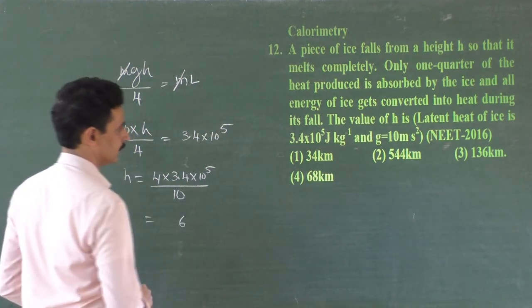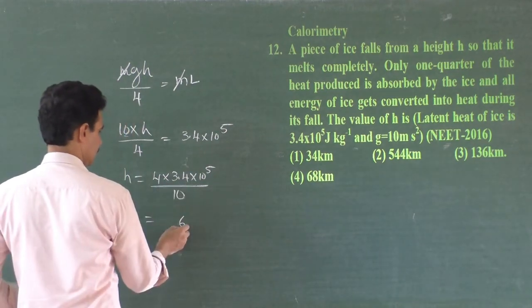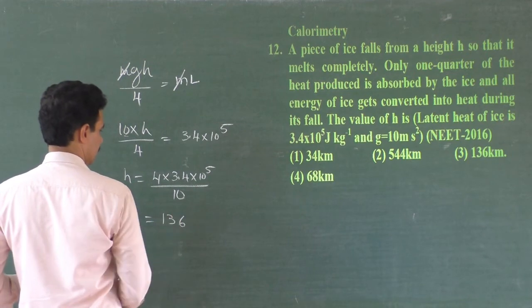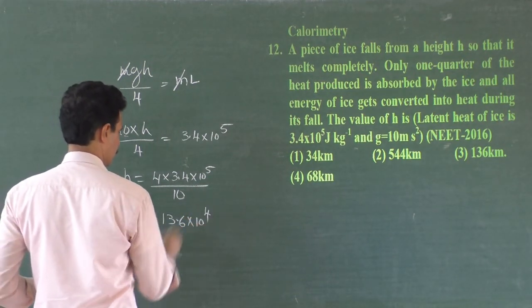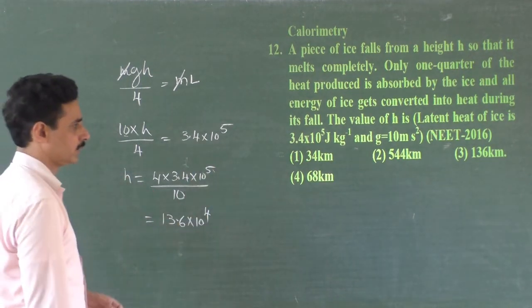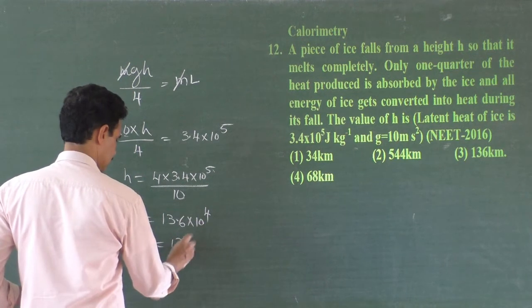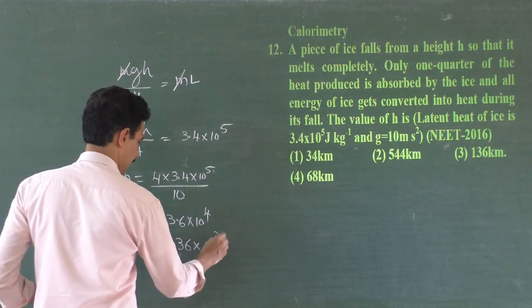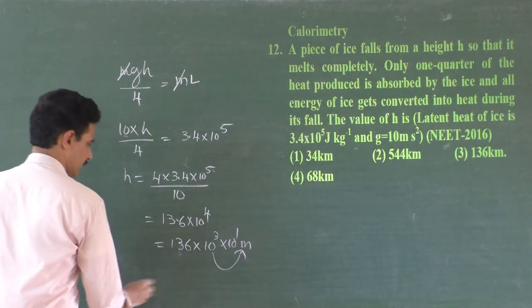Where did we go wrong then? Yeah, we have the answer. 13.6 into 10 to the power 4. And they want to put it in kilometers everywhere. Kilometer means you have to write this as 136 into 10 to the power 3, and 10 to the power 3 meter. Put this as kilometer.